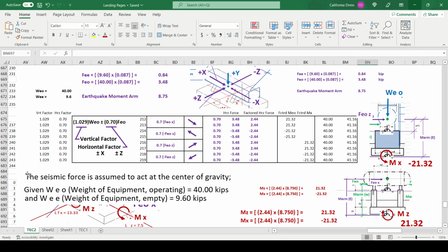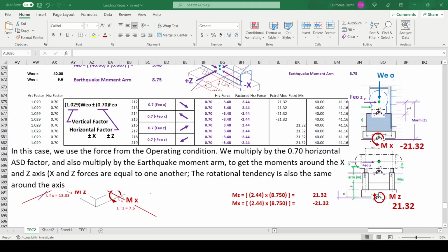Given WEO, weight of equipment, operating, equals 40.00 kips. And WEE, weight of equipment, empty, equals 9.60 kips. From which we calculate the force for both the empty and operating conditions. In this case, we use the force from the operating condition. We multiply by the 0.70 horizontal ASD factor, and also multiply by the earthquake moment arm, to get the moments around the X and Z axis. X and Z forces are equal to one another.